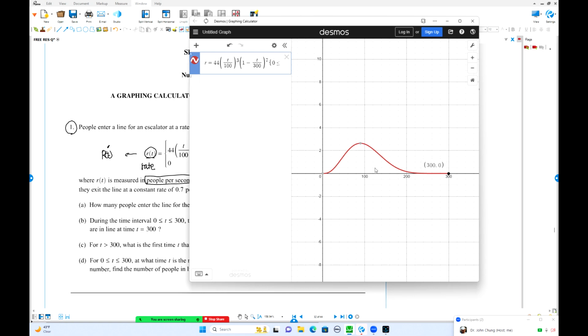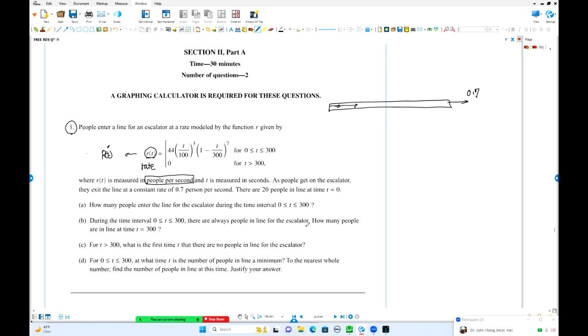So the integral of this curve should be the total number of people who used the escalator. Are you okay with this? Now take a look over here. The question is, how many people enter the line? Not how many exit, just how many enter the line during the time 0 to 300.